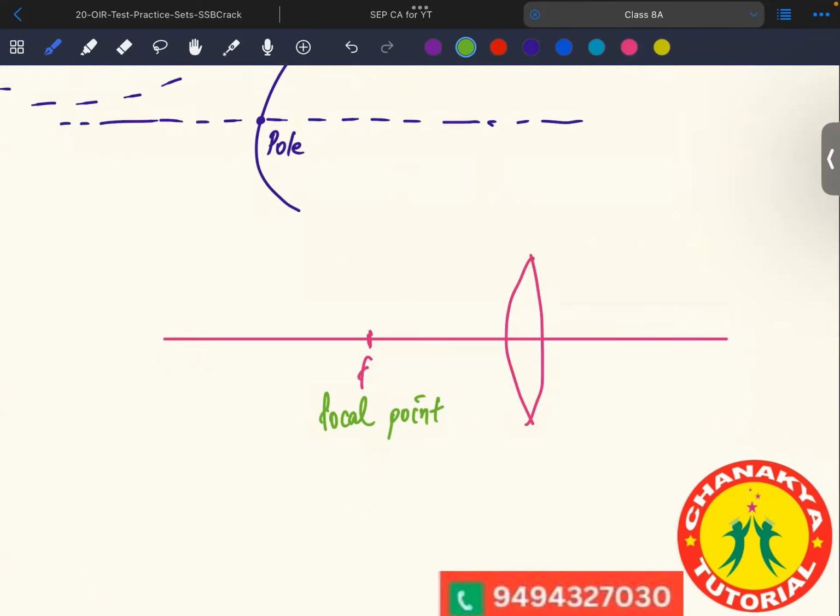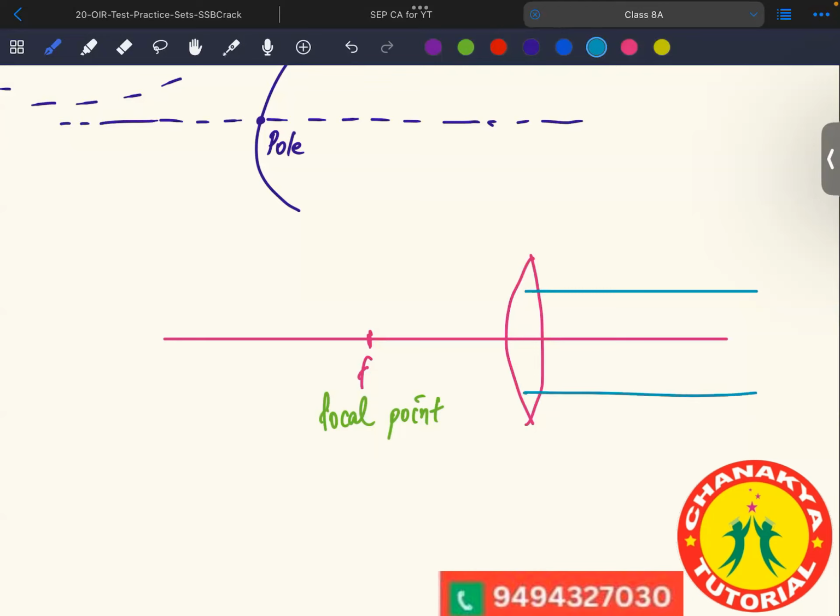Can you tell me, anyone? I'm asking what is the significance of focal point in lens? Sir, the point where all the rays from infinity converge at this point. Okay, correct. So it is the same work as that of mirror.